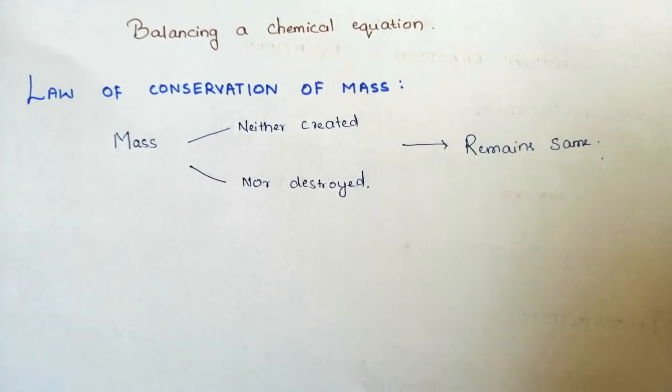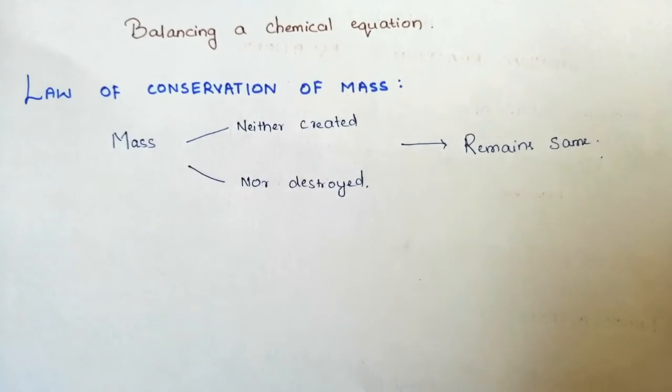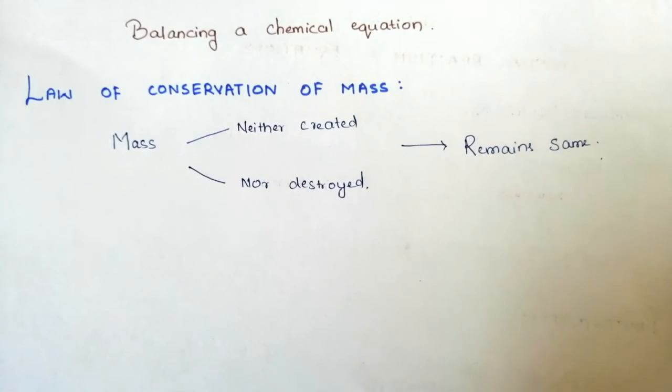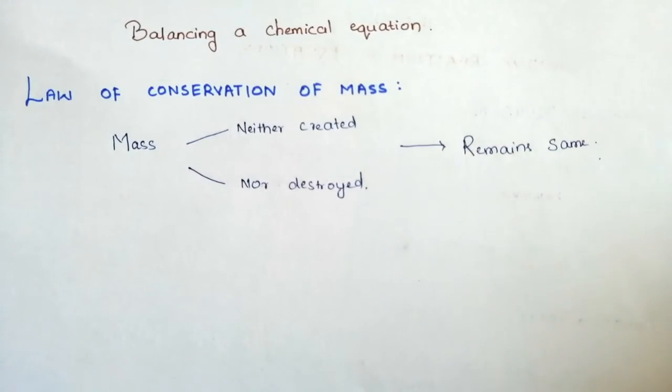Why are we balancing a chemical equation? Previously you have learnt about the law of conservation of mass in previous classes. So what is the law of conservation of mass? According to the law of conservation of mass, mass is neither created nor destroyed. That is, it remains the same. An extra mass can neither be added nor removed. Whatever the mass that is reacting, the same mass will be given as a product.